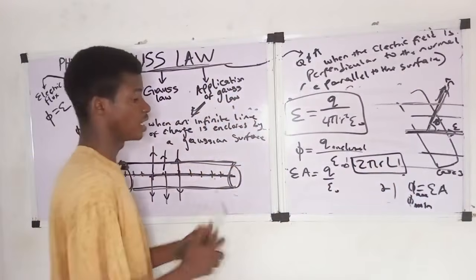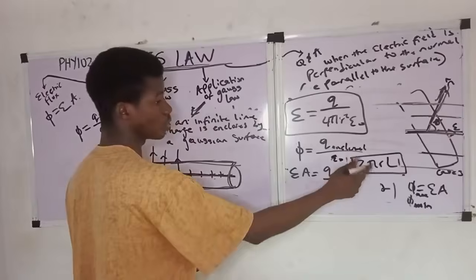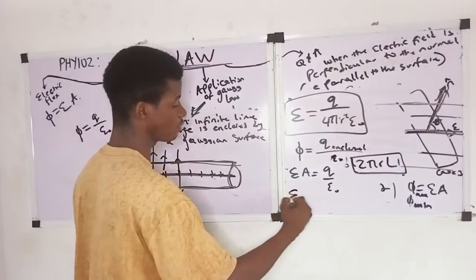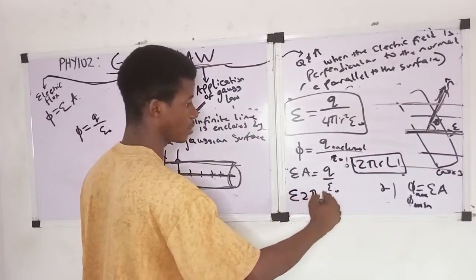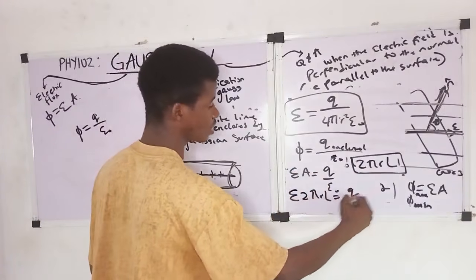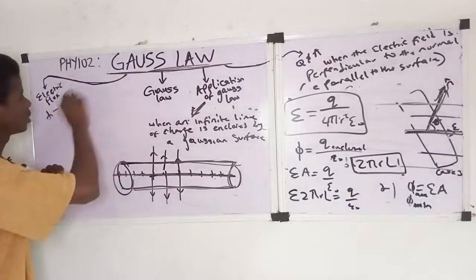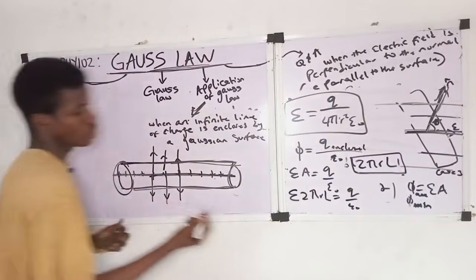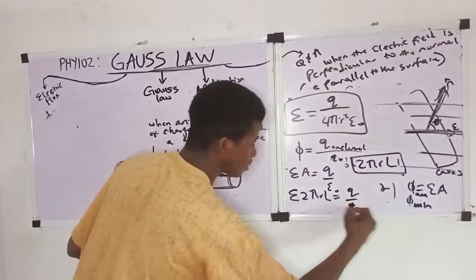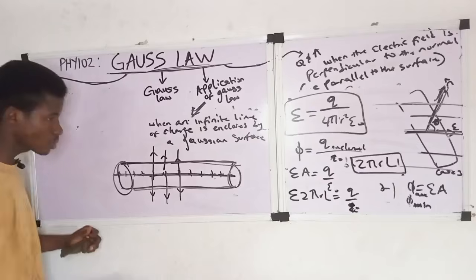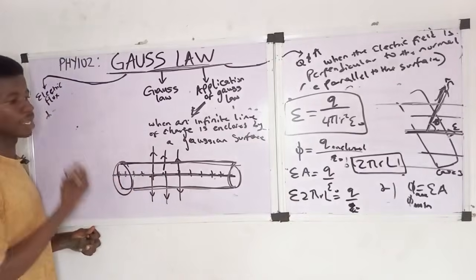So in the place of A, we put 2 pi r L, right? So the electric field now: E times the area, 2 pi r L, is equal to the charge over epsilon naught. If we want to make E standalone, we divide both sides by 2 pi r L, right?